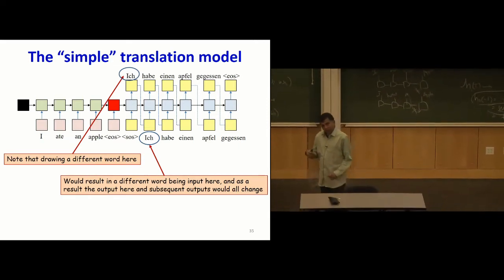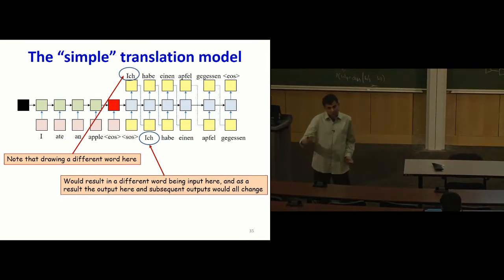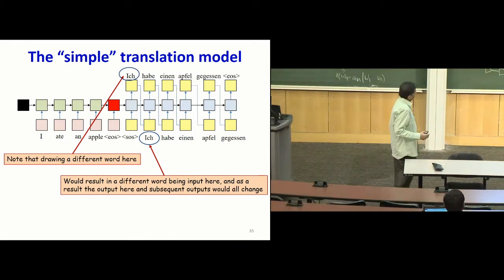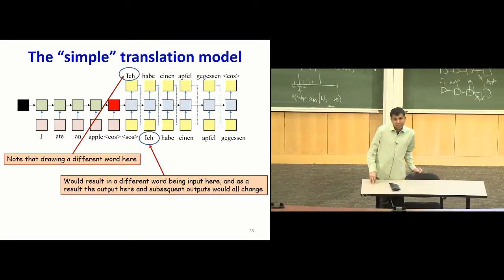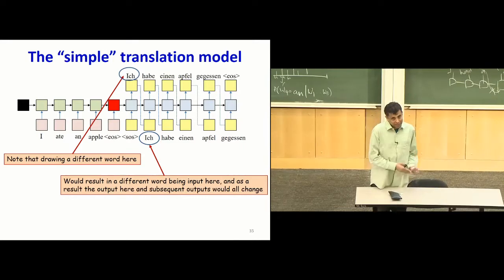So because you're explicitly considering the words that have been drawn so far and producing the next word, you're making it sensitive to the specific set of words drawn, and so you can expect consistency over the words drawn.